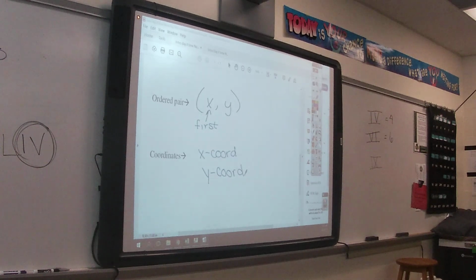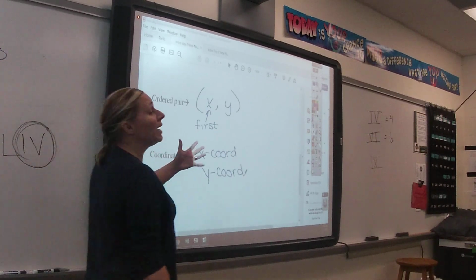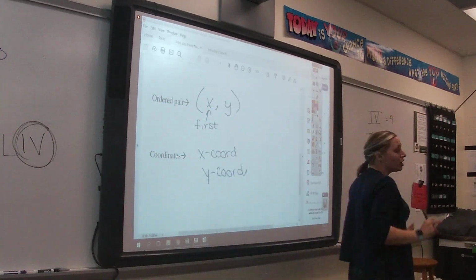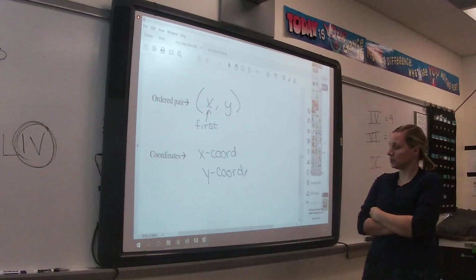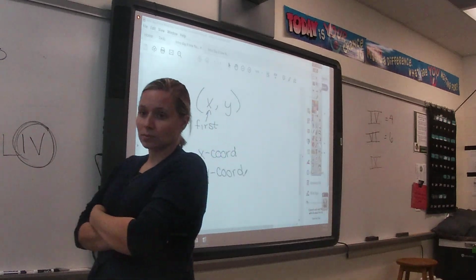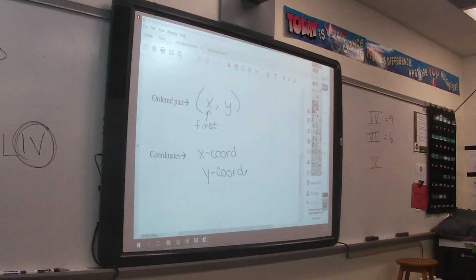Those 2 values together inside the ordered pair tell us a location on the coordinate plane. Oh, did I skip origin? Yeah. We'll do it in a second. Oh yeah, we did origin. Okay. Are we okay with all of those terms? Yeah. Okay.